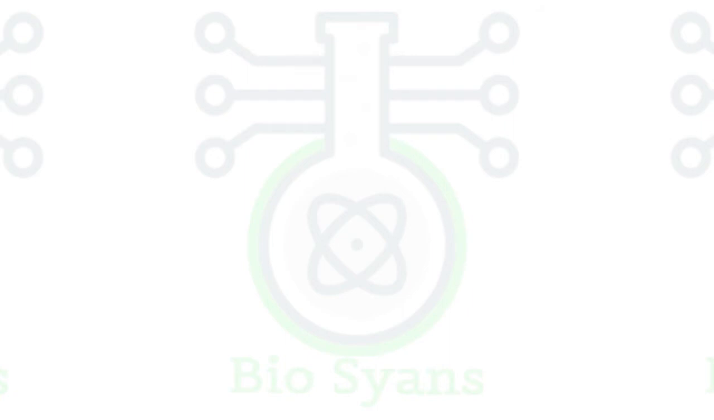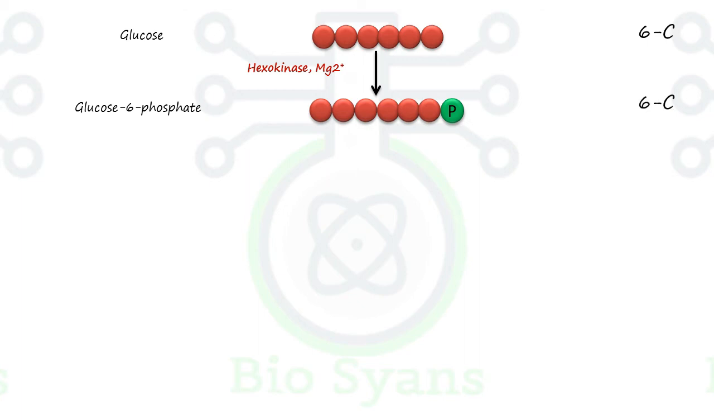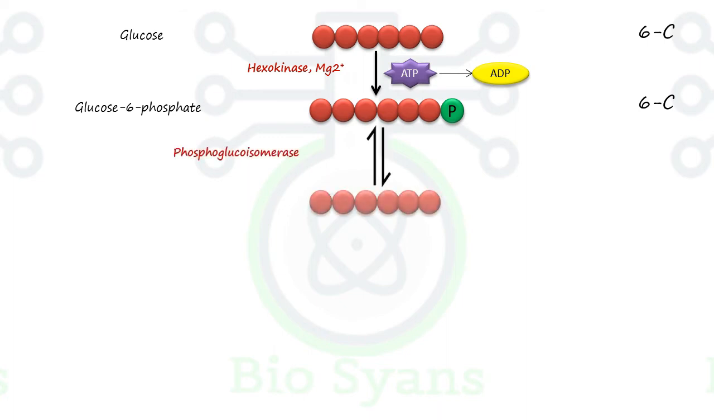The glucose, which is a 6-carbon molecule, is phosphorylated to form glucose 6-phosphate, which is an irreversible reaction catalyzed by hexokinase. It also requires divalent metal ions such as Mg2+ for the activity. And it also utilizes ATP in this reaction. Further, isomerization takes place, in which there is a reversible conformational change of glucose 6-phosphate to fructose 6-phosphate.